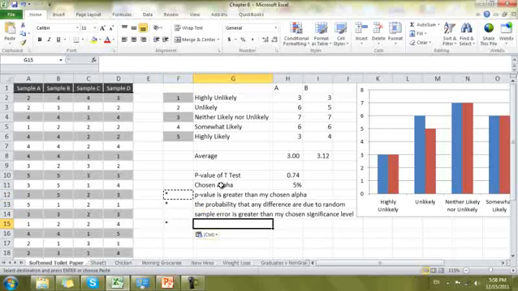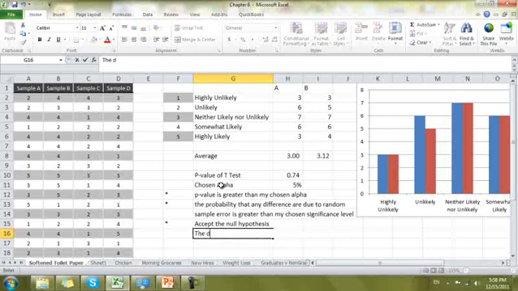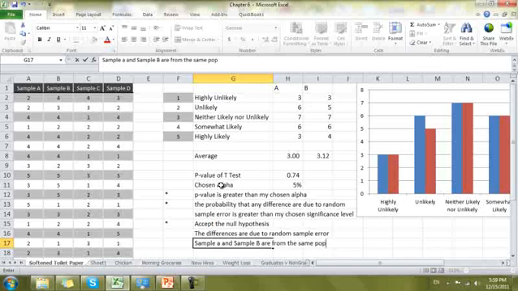So what do we do if it's probably due to random sampling error? Do we reject or accept the null hypothesis? Well, we accept the null hypothesis. What does that mean? We are declaring that the differences are due to random sample error. What does that also imply? It implies that sample A and sample B are from the same population.